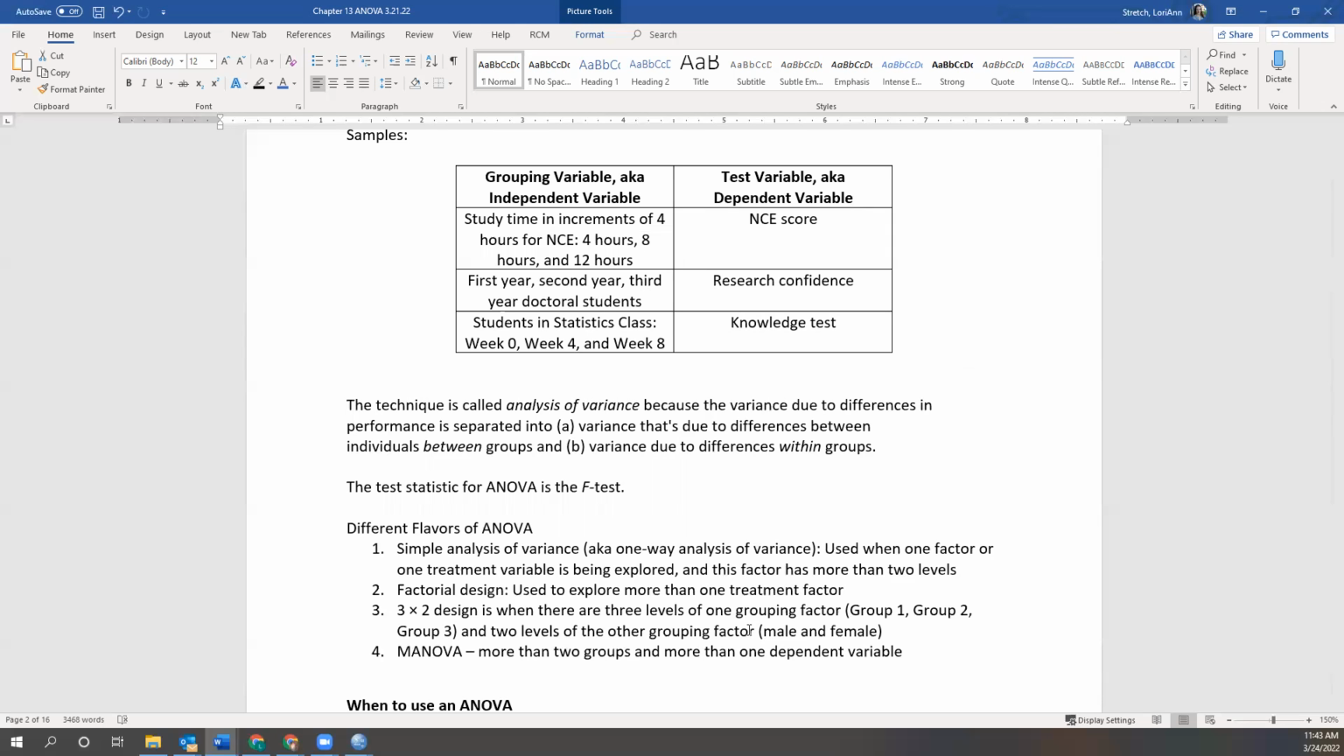Now, ANOVAs aren't going to tell us where the differences are. ANOVA is just going to tell us if there are differences, which is an important distinction to remember. So when I get my F statistic or F score from my ANOVA, it's going to tell me, hey, yeah, there is a difference, or no, not so much. And I have to do additional analyses called post hoc analyses to be able to discern where the difference is. So we're going to learn about all of those in this video.